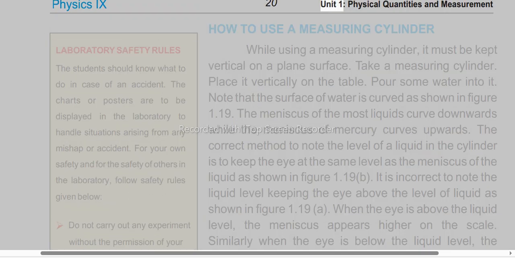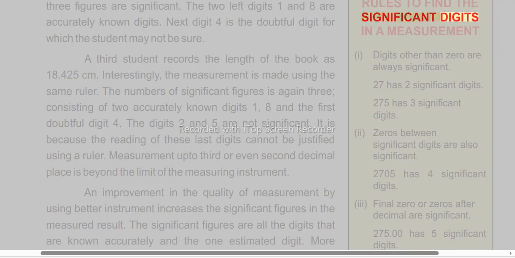Physics 9, Unit 1, Physical Quantities and Measurement. Rules to find the significant digits in a measurement. Digits other than 0 are always significant. 27 has 2 significant digits. 275 has 3 significant digits. Zeros between significant digits are also significant. 2705 has 4 significant digits.